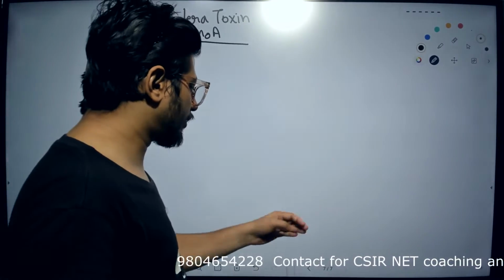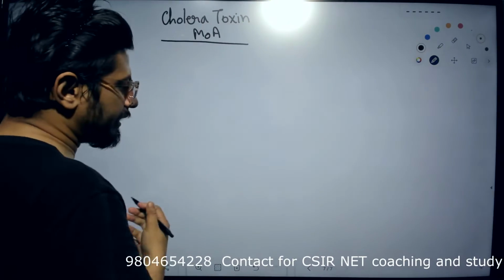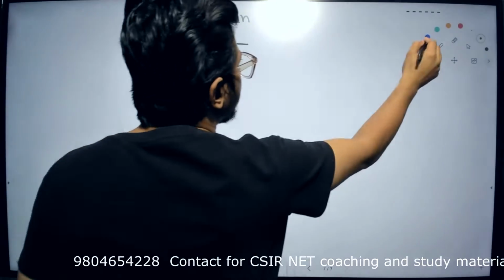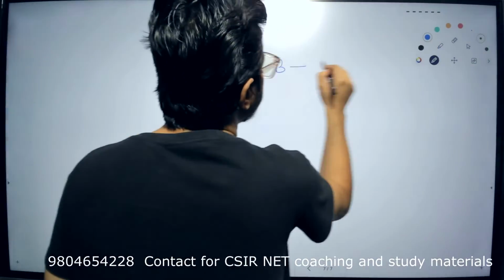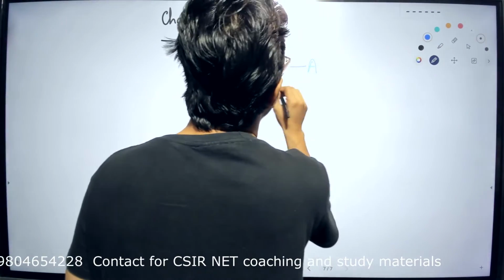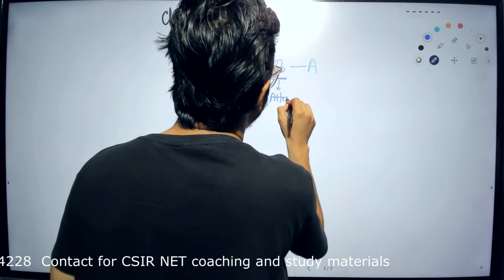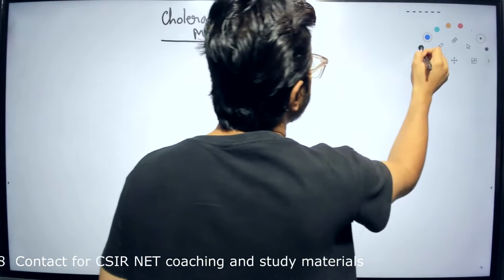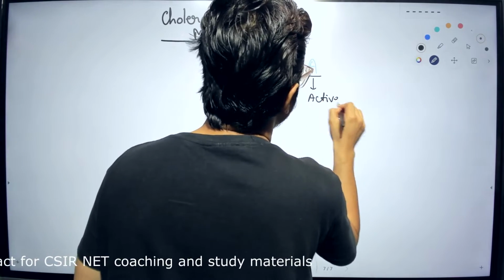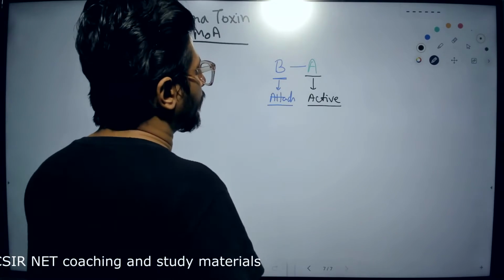If you know what exotoxins are, you know one thing, that the exotoxins are mostly bipartite in nature. They have two subunits to it, right? They have a B subunit and they also have an A subunit. And this B subunit is basically involved in the process of attachment, and A subunit is actually interacting as an active unit that causes the effect or impact on the host cell or tissue.